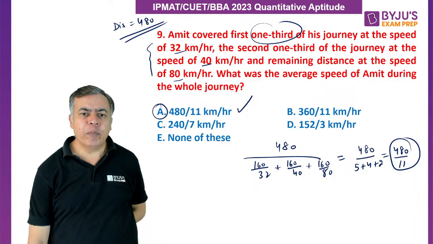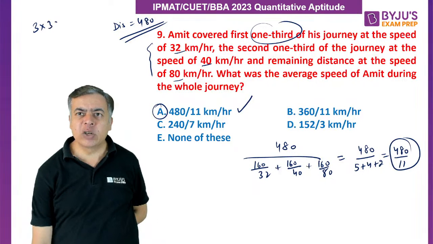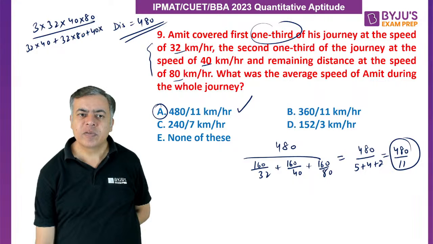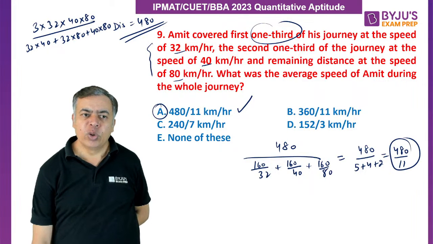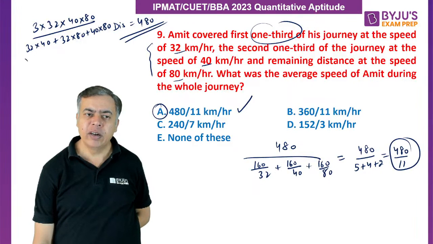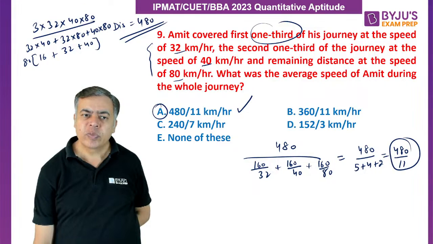Otherwise, you can also use that formula I told you: 3 into 32 into 40 into 80, and then divided by 32 into 40, plus 32 into 80, plus 40 into 80. You can take 80 common from the denominator. If I take 80 common, it will become 16 plus 32 plus 40. So 80 cancels with 80.